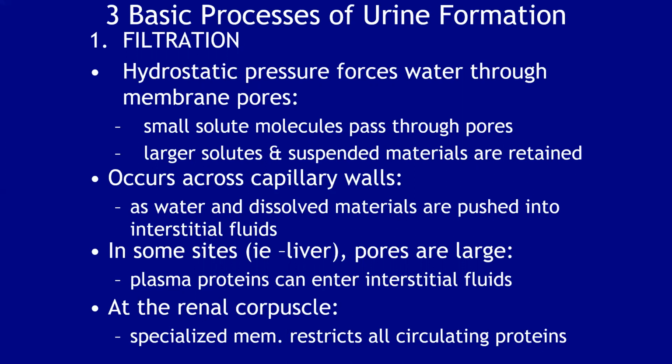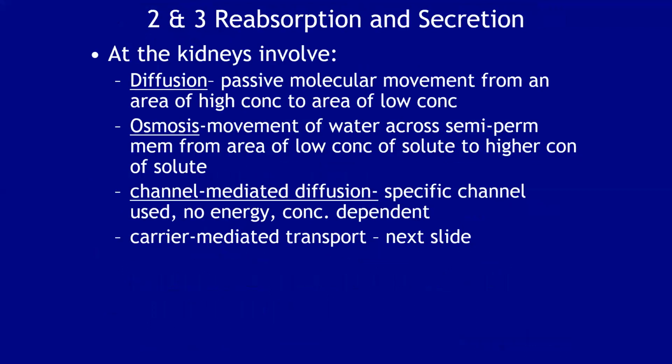So we know this occurs across our capillary walls, and we have water and dissolved materials that are pushed into the interstitial fluids. In some places in your liver, the pores are large, and you can actually have plasma proteins that enter the interstitial fluids. But at the renal corpuscle, it's different because these membranes are very special and they stop or restrict all of the circulating proteins.